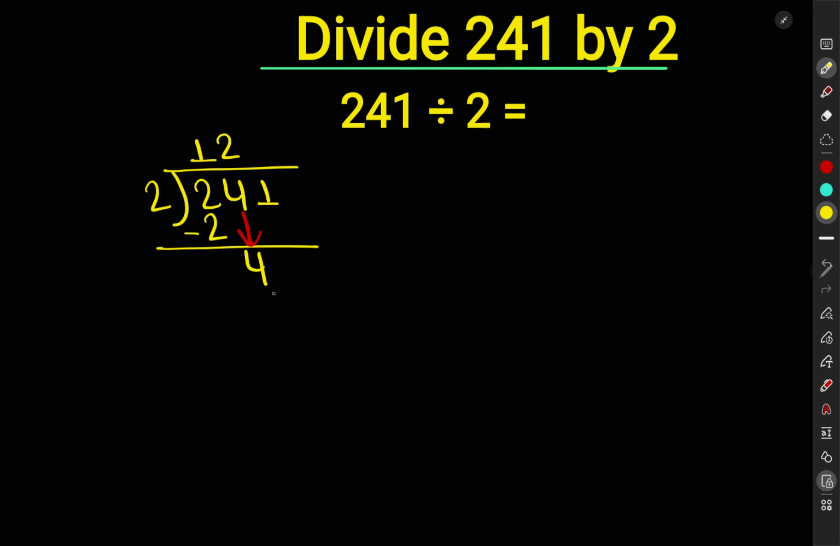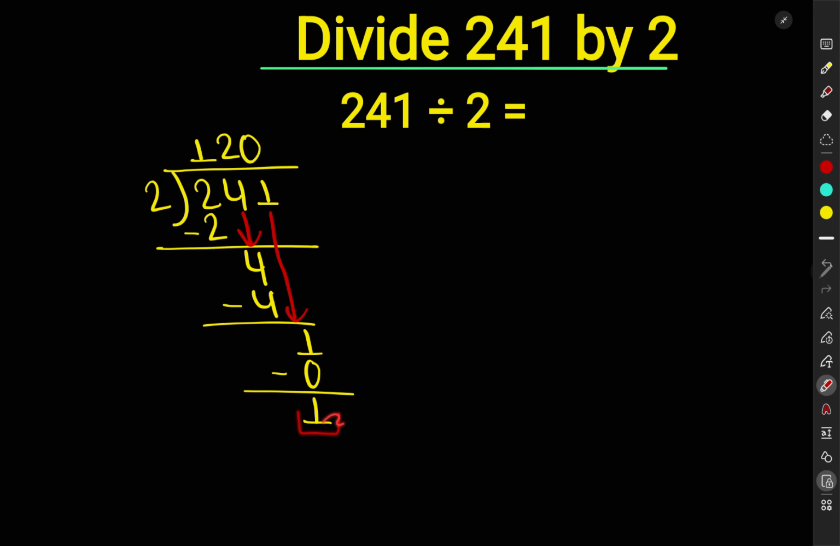So 2 times 2 means 4. On subtracting we get 0. So now again we put down the number beside this 1 and we remove this 0. So 2 times 0 means 0. On subtracting we get 1.